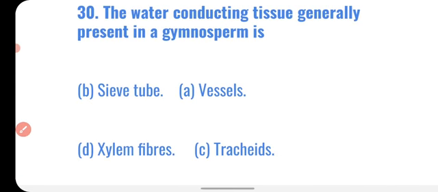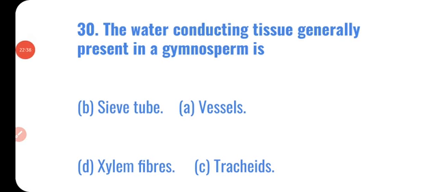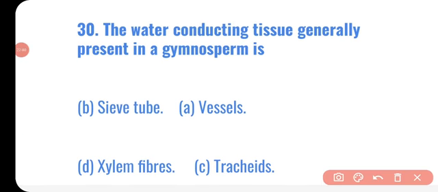Now the last question of this video. The water conducting tissue generally present in gymnosperm is... The water conducting tissue generally present in the gymnosperm is tracheids. So these are the tracheids. Tracheids are the main water conducting tissue present in gymnosperm plants.